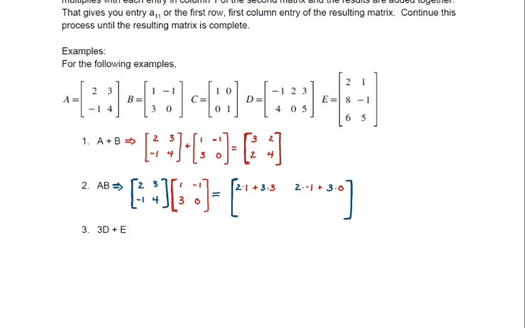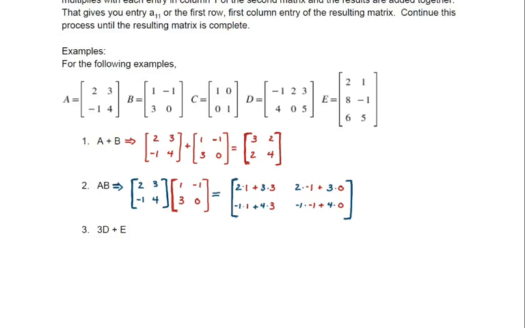And then for my second row in my answer matrix, I would take row 2 times column 1, and I would add the entries together, and then for the last entry, I would take row 2 multiplied by column 2 in the second matrix. So here's what I would get. Negative 1 times 1 plus 4 times 3, and that is negative 1 times 1, which is row 2 times column 1, plus 4 times 3. And then for my last entry, like I said, I would take negative 1 times negative 1 plus 4 times 0.